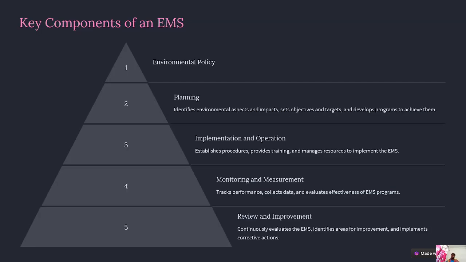Key components of EMS: environmental policy, planning, implementation and operation, monitoring and measurement, review and improvement. These are the key components of an environmental management system. Planning identifies environmental aspects and impacts, sets objectives and targets, and develops programs to achieve them. Implementation and operation establishes procedures, provides training, and manages resources to implement the EMS.